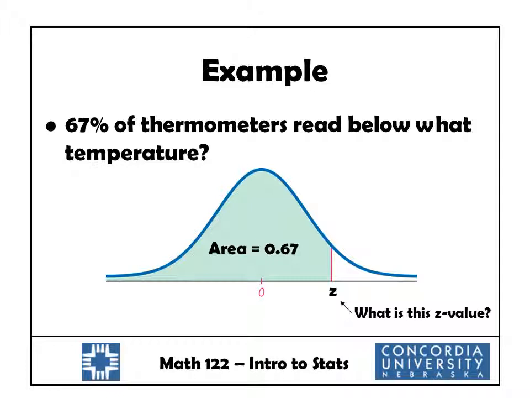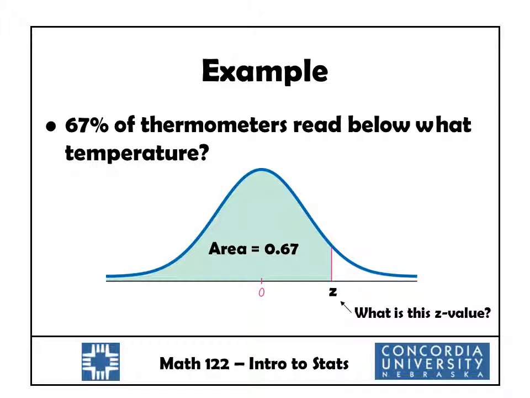The next topic we talked about was finding percentiles. And so let's look at a couple of examples of finding percentiles. So one question we asked dealing with thermometers is 67% of thermometers read below what temperature? Now that 67%, that's a percentage or it's also a probability. And so in our standard normal bell curve, we have an area to the left of some z-score equals 0.67. We want to find that z value.